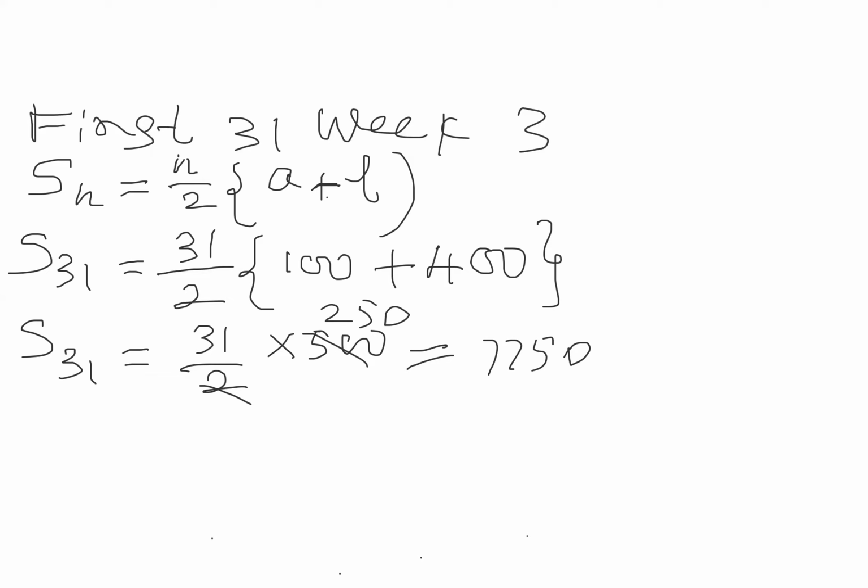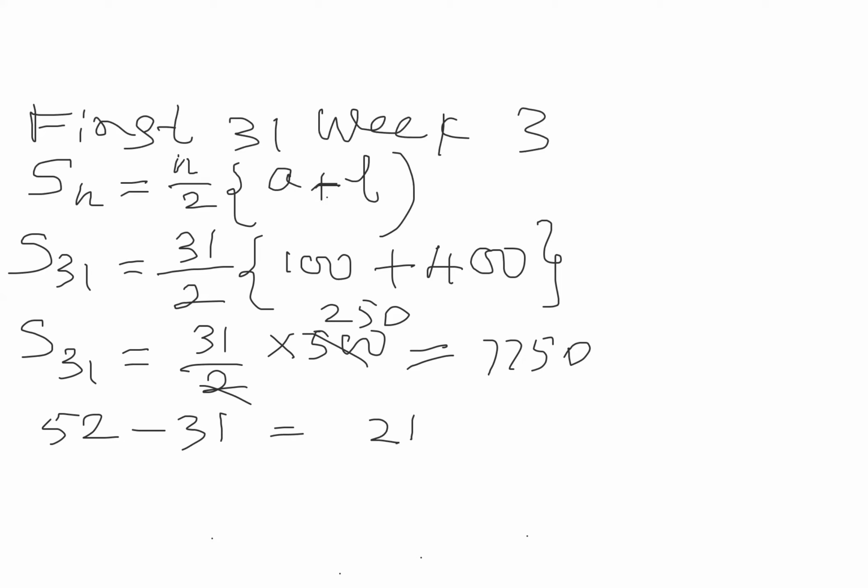7,750, yes, 7,750. Am I correct, right? So that means this is the number of computers we produced until the 31st week, right? So remaining weeks, how many weeks remaining? Up to 52, no? Then remaining weeks mean 52 minus 31. That is equal to 21 weeks, right?